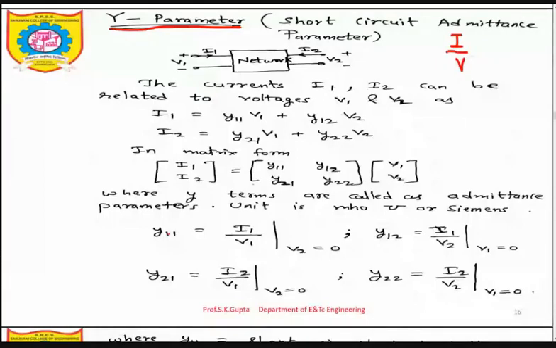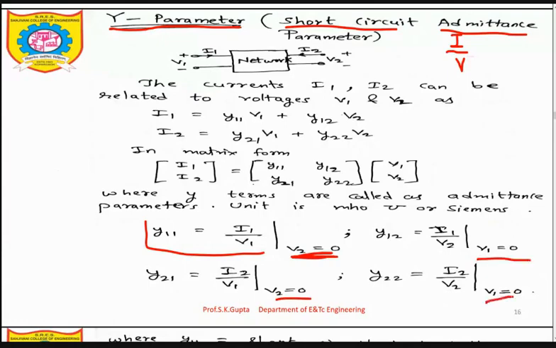As you can see here, Y11 is nothing but I1 upon V1. Y12 is also current upon voltage. Y21 is also current upon voltage. Y22 is also current upon voltage. That means these are all admittance parameters, and it is called short circuit because in each case we are making the condition voltage as 0. Here voltage is 0, here also 0, here also 0. That's why the name for the Y parameter is short circuit admittance parameter.